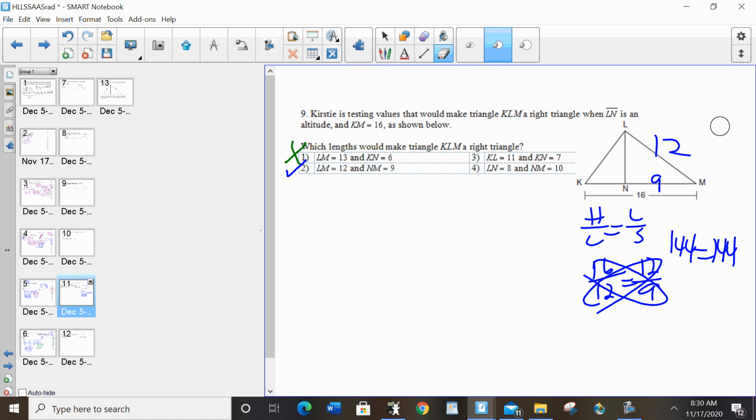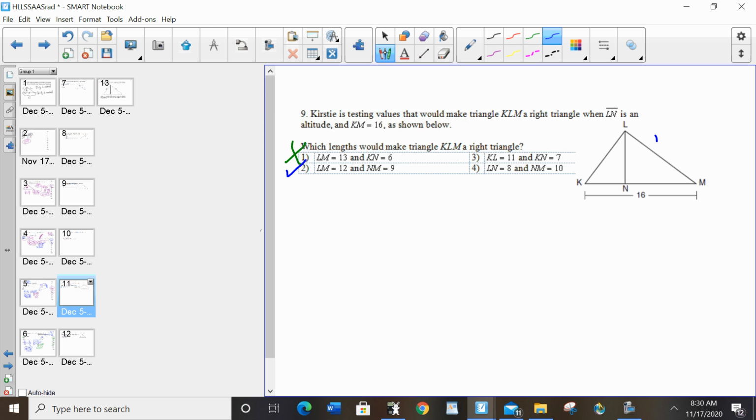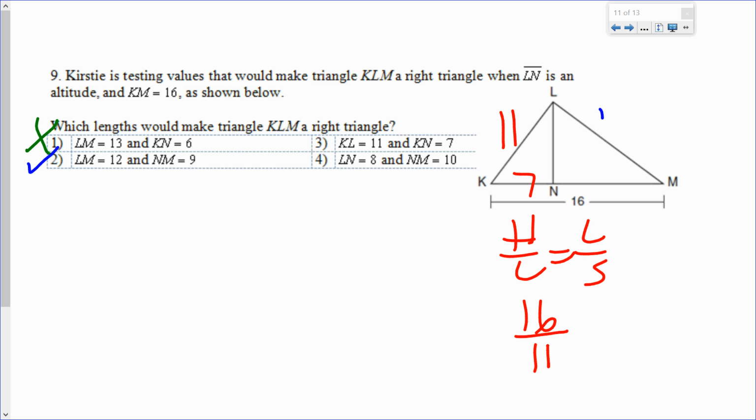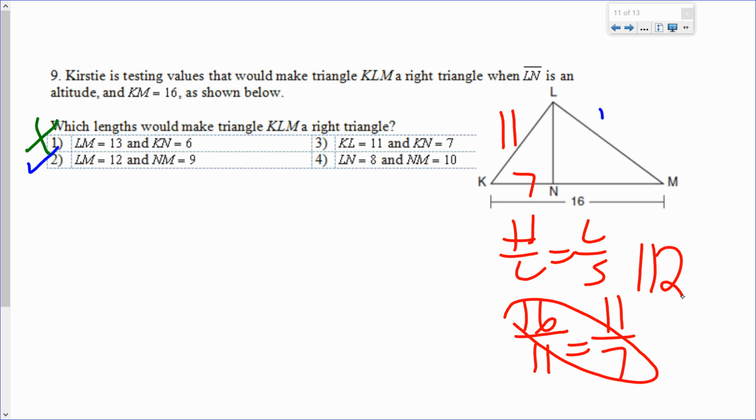However, I like to always go through all 4 choices, just to be sure that I didn't make a mistake somewhere. Choice 3, KL is 11, KN is 7. Again, this would be Hills because there's a leg involved. 16 over 11 equals 11 over 7. 16 times 7 is 112, I believe. 11 times 11 is 121. Those are not equal. Therefore, those can't be the lengths.